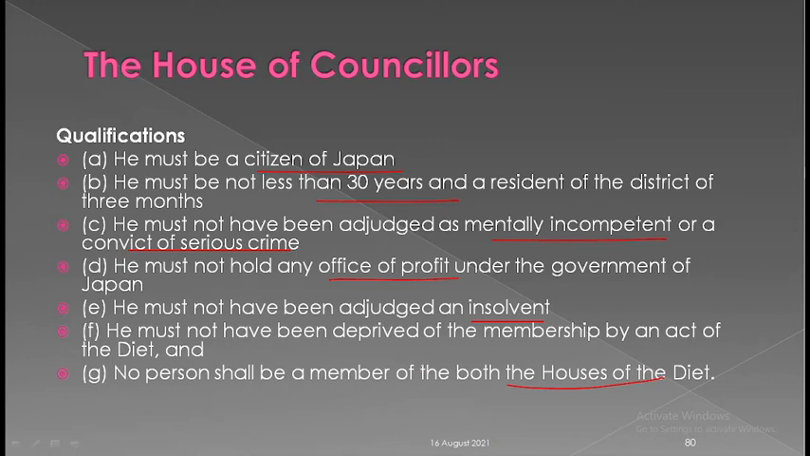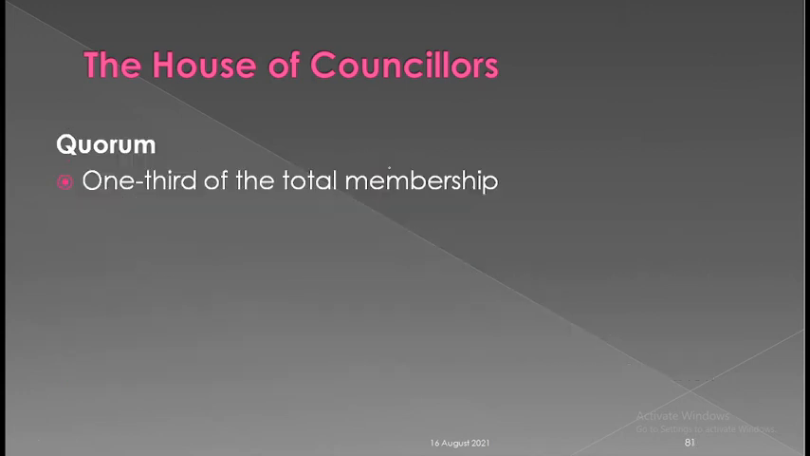Let us remember that for the House of Representatives, only the age comes down to 25 and the rest will remain the same. Quorum. The quorum for a meeting of the House of Councillors is 1/3. That means if at least 1/3 of the members are not present, then there cannot be any official session of the House.